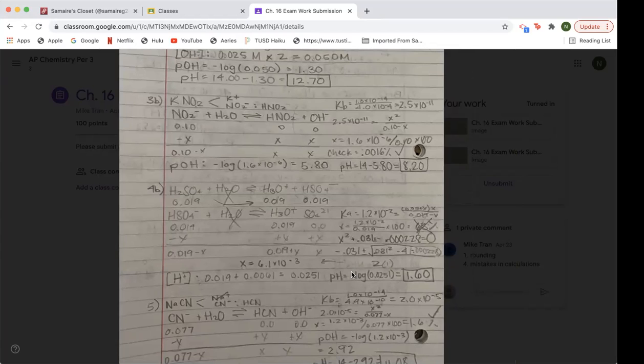So the quadratic formula is negative B plus or minus the radical of B squared minus 4AC, was it 4AC? Yeah, 4AC, over 2... over 2 what? A. 2A, okay. All right.